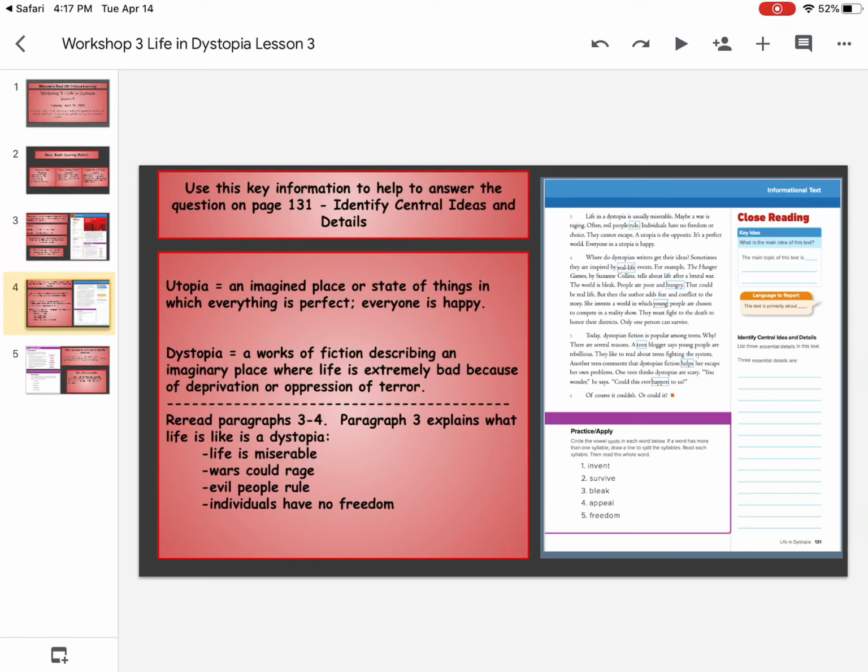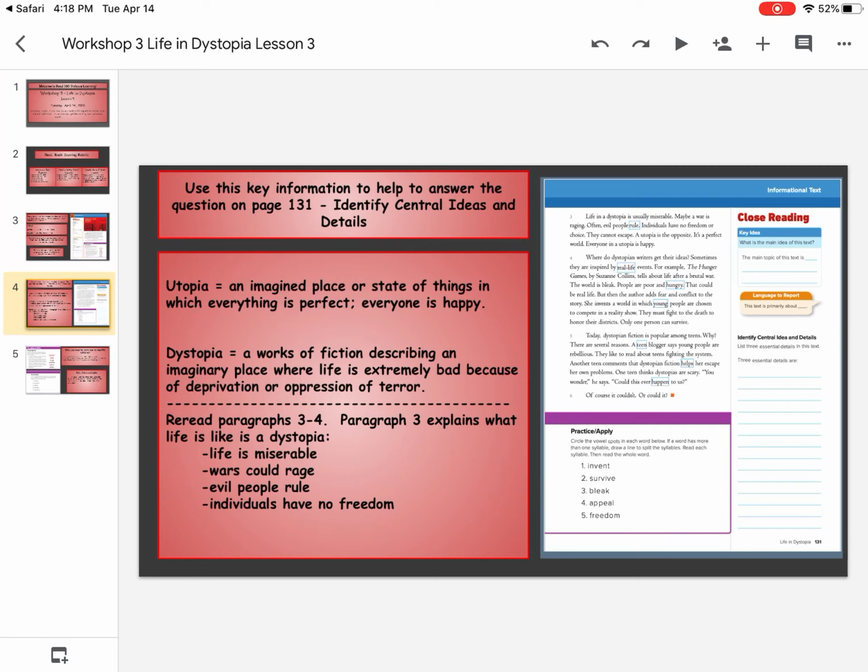Now, we're going to go back. I want you to reread paragraphs 3 and 4. You'll notice that in paragraph 3, they explain life is like a dystopia, and they gave 4 examples that I saw. Life is miserable, wars could rage, evil people rule, and individuals have no freedom.